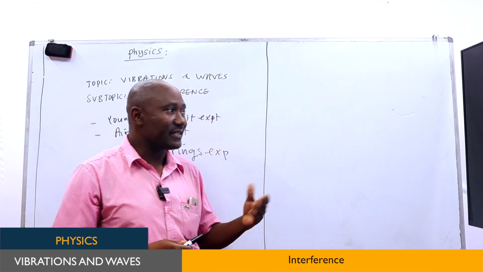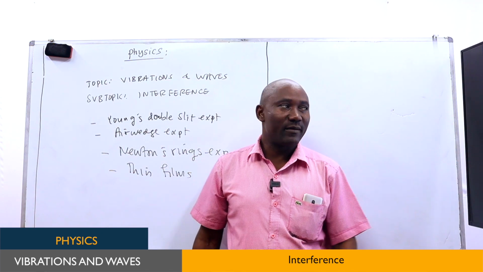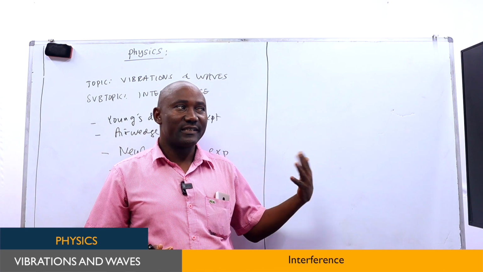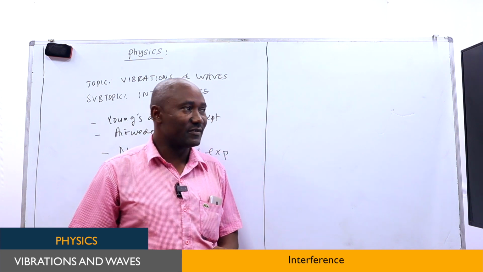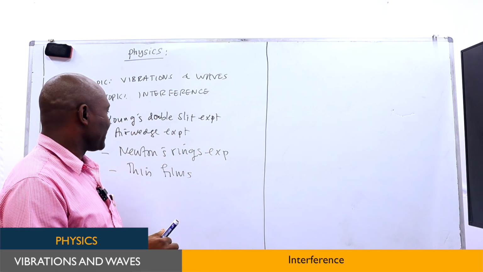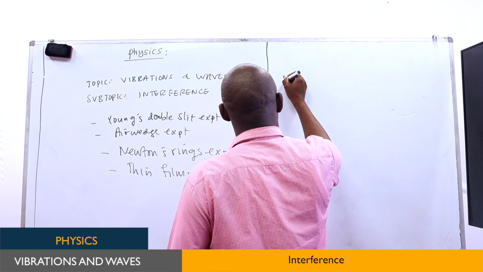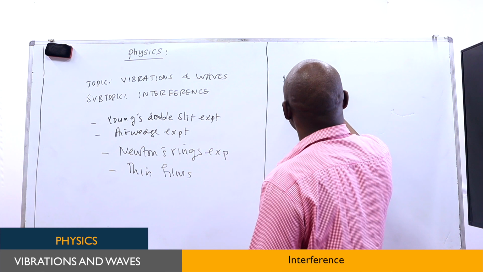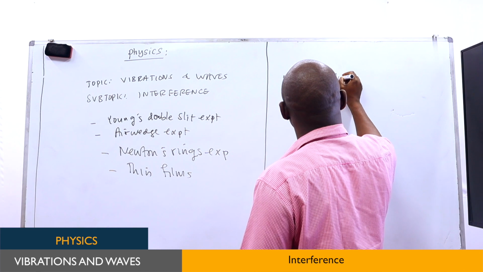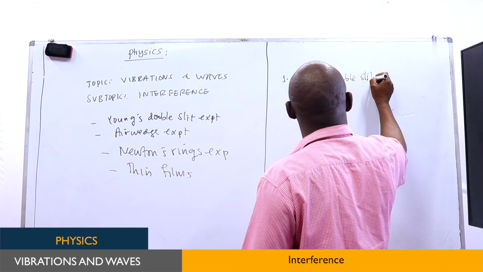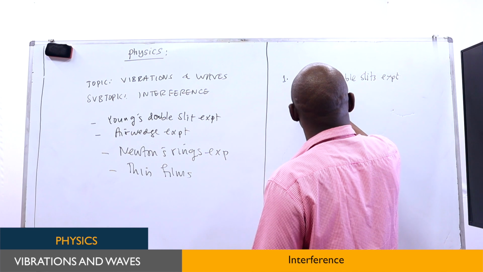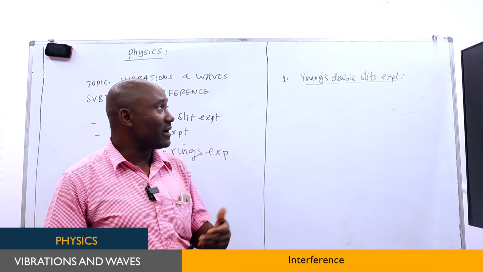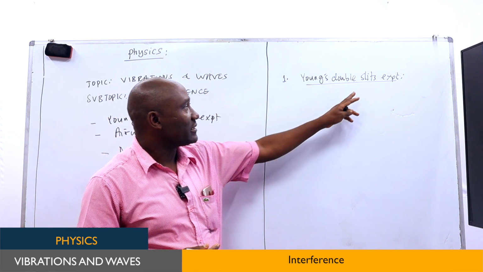But our discussion today will be based on the double-slit experiment, and from there we are going to see the formulas that are normally used in determining some of the parameters we use in waves. So to start with, for these subtopics, method number one is Young's double-slit experiment. What is Young's double-slit experiment? This is an experiment that was conducted by Young, and he used double slits.